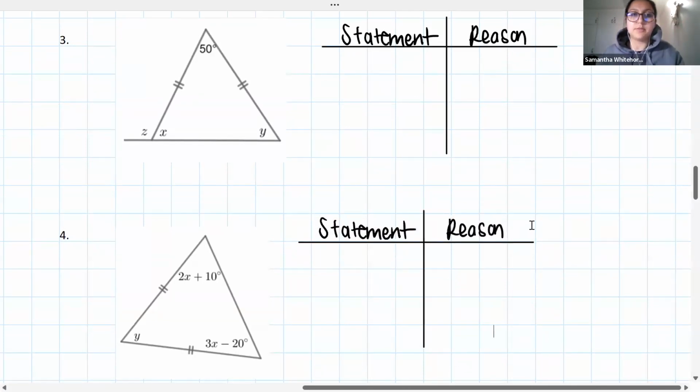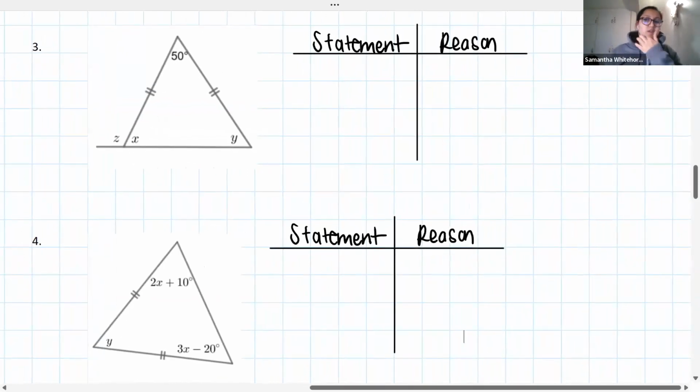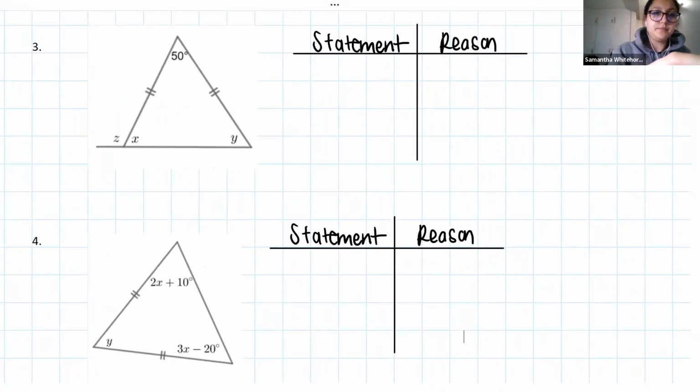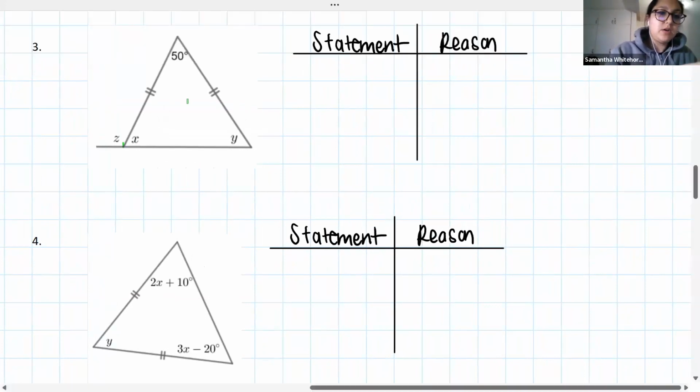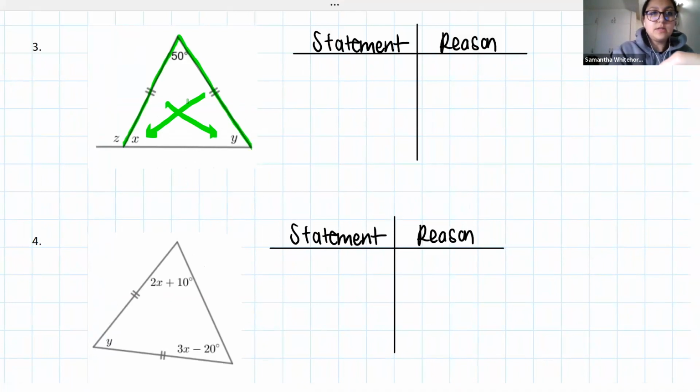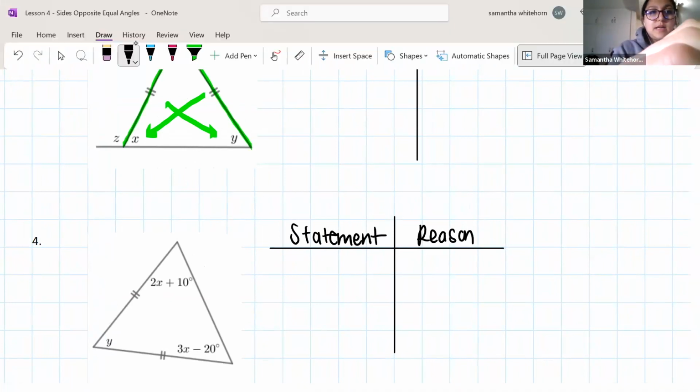Okay, guys, let's have a look. Right, so if I start with the first one, based on what I know, I've got my two equal sides here. So what I know is that the angles opposite are equal. Now, I don't know the value of those angles, but I can now make a statement that x is equal to y.